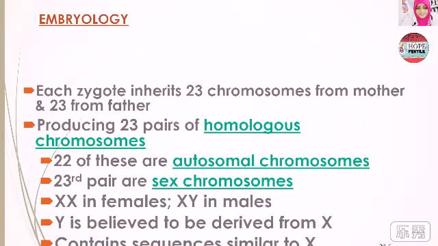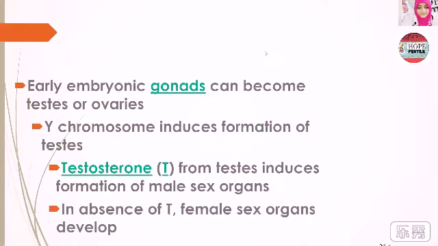Y is believed to be derived from X, so its sequences are similar to X. In the early embryo, gonads can become testes or ovaries. The Y chromosome induces formation of testes, and testosterone from the testes induces the formation of male sex organs. In the absence of testosterone, female sex organs are formed.